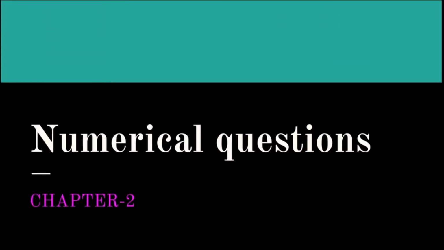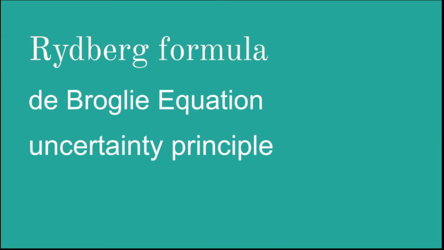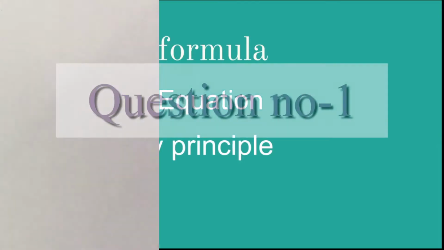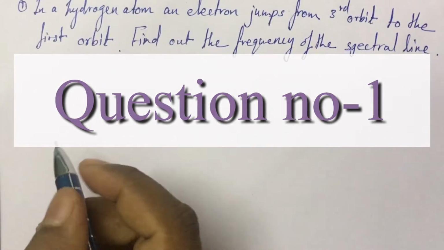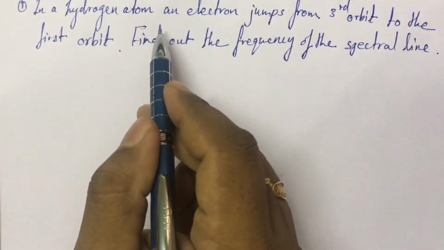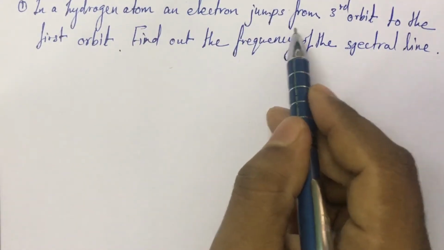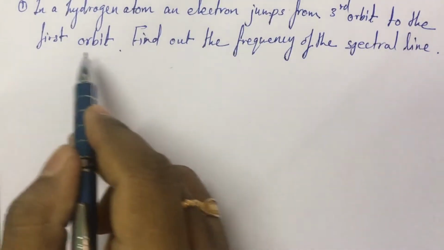Today we are going to discuss some numerical questions from chapter 2. The questions are related to the topics Rydberg formula, de Broglie equation and uncertainty principle. Let us do one by one. Children, first of all let us do a question related to Rydberg formula. The question is: in a hydrogen atom an electron jumps from the third orbit to the first orbit.